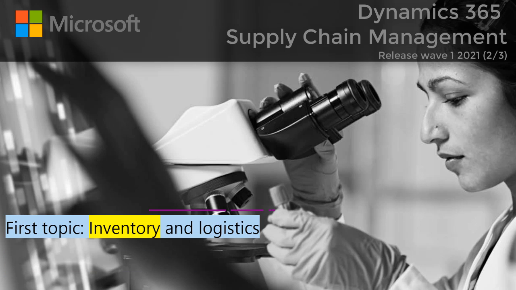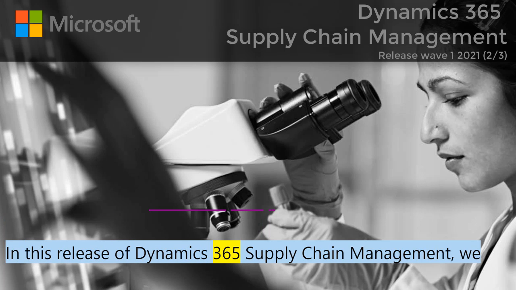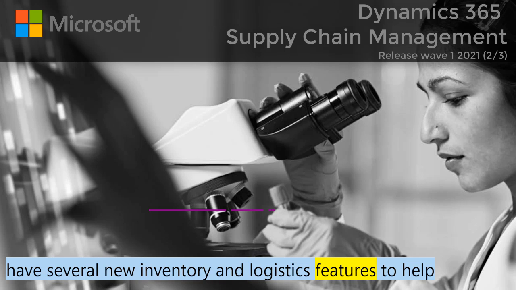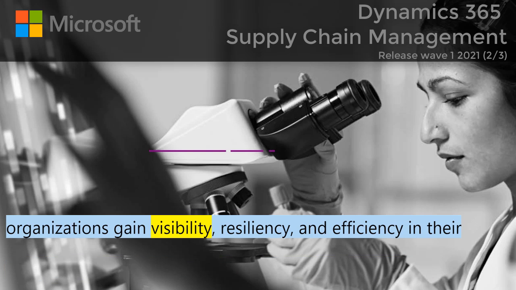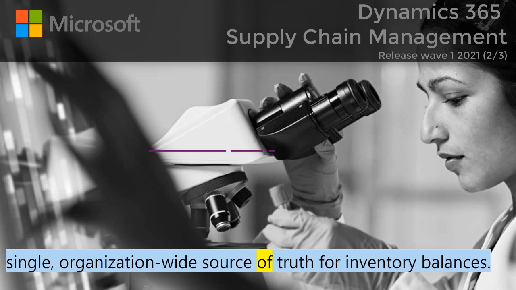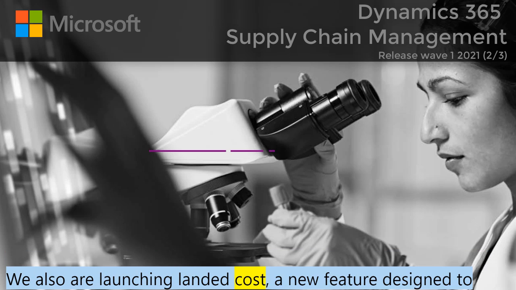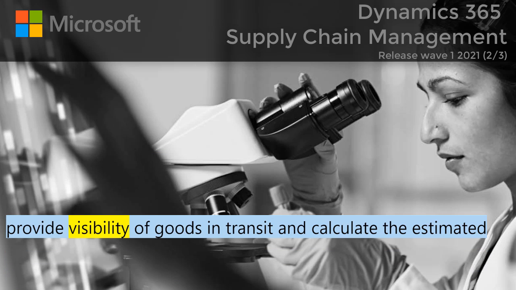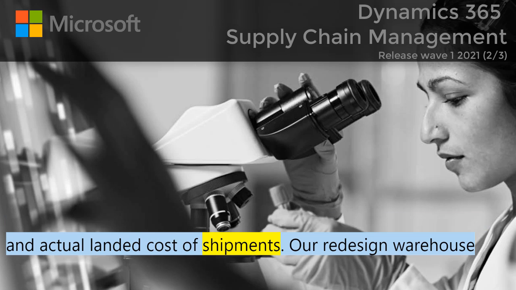First topic: Inventory and Logistics. In this release of Dynamics 365 Supply Chain Management, we have several new inventory and logistics features to help organizations gain visibility, resiliency, and efficiency in their supply chain. First is the Inventory Visibility add-in that provides a single, organization-wide source of truth for inventory balances. We also are launching Landed Cost, a new feature designed to provide visibility of goods in transit and calculate the estimated and actual landed cost of shipments.